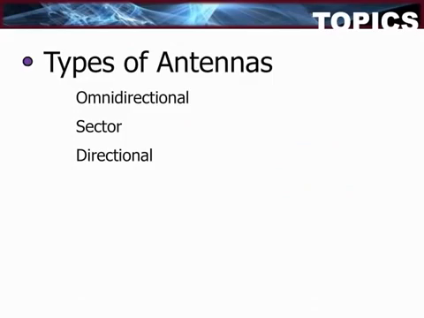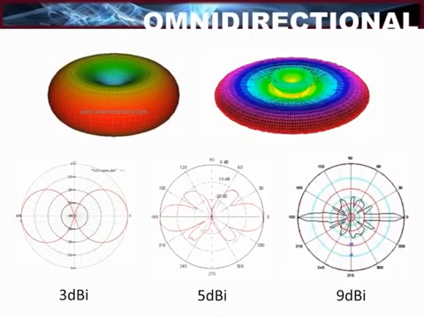Now we will discuss types of antennas. Although there are several different types of antennas on the market, generally speaking, 802.11 systems use omnidirectional antennas, sector antennas, and directional antennas. Let's take a look at omnidirectional antennas. Here we have some signal strength graphs for three different antennas. The first graph, on the bottom left, represents a single element antenna.